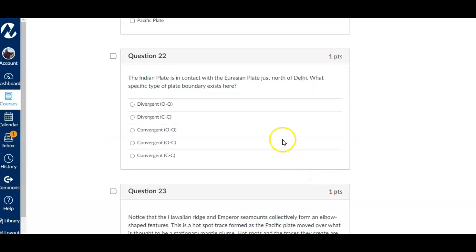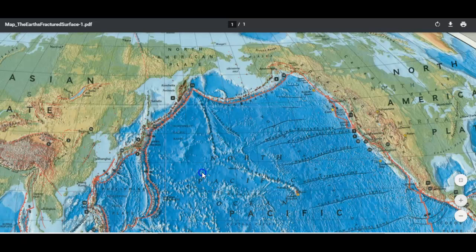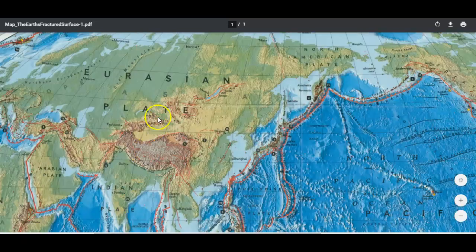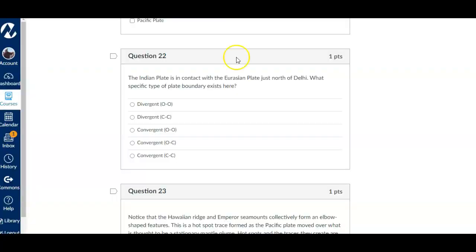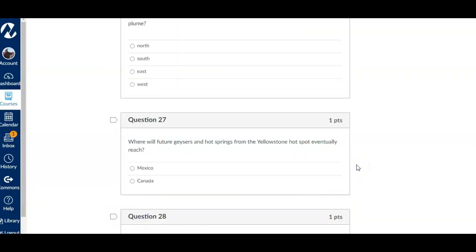Where else? The Indian Plate, just north of Delhi, so we want to jump over to the Indian Plate, which is over here to the west. And let's see, where am I at here? Here's the Eurasian plate up here, here's the Indian plate. So we can look at what's happening in that location. Back to Hawaii, more Hawaii stuff.